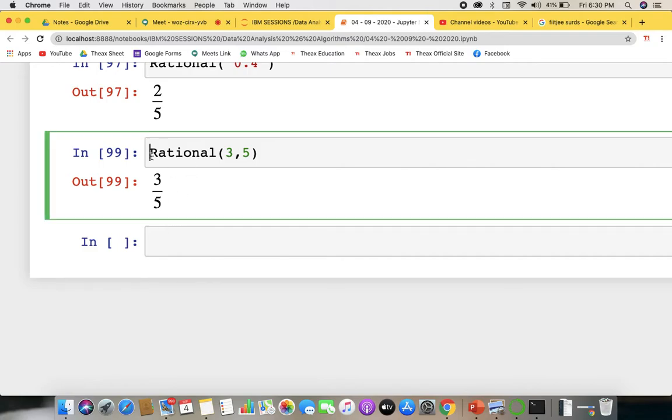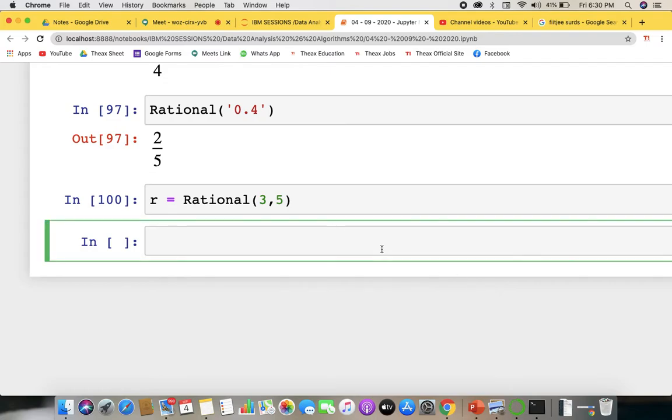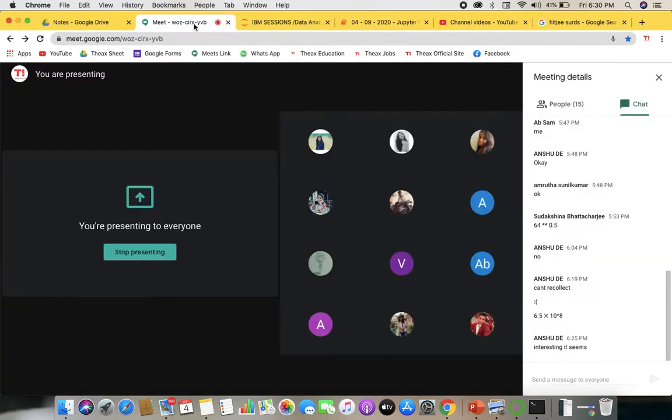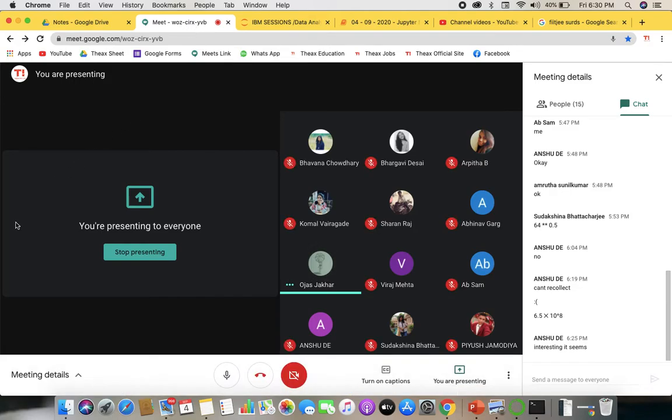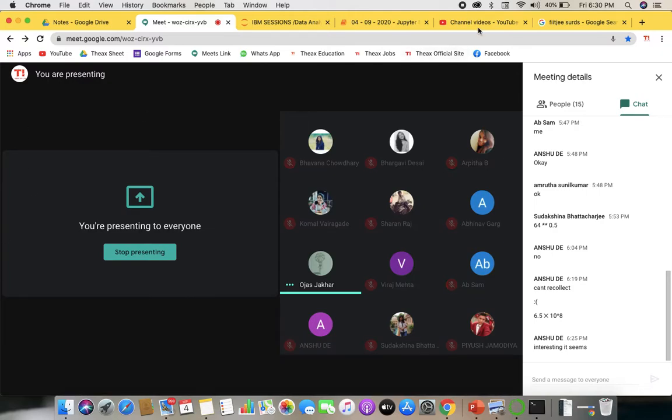So if I say that this is going to be R, which is the rational of 3 by 5, if I define a rational number, what you have learned, what is a rational number? Yes, answer. What is a rational number? A definition, just a single line definition, what you have learned in class 7. Answer. It can be expressed in the form of P over Q. So something in the form of P by Q. Fraction in the form of P by Q.